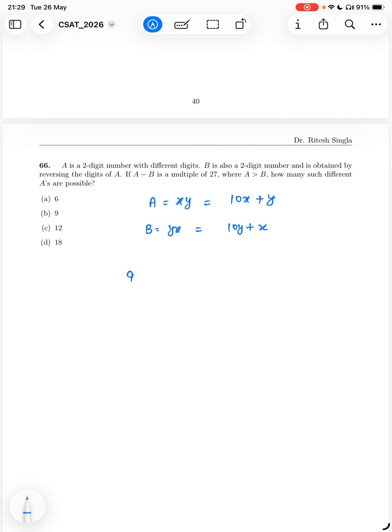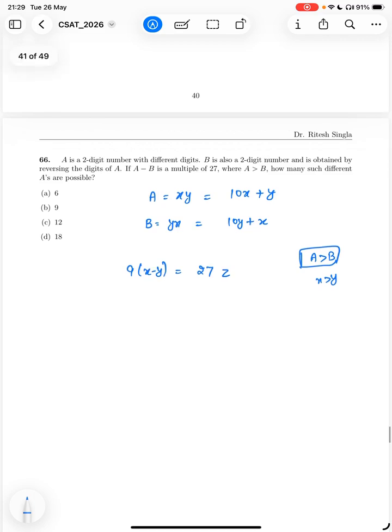So you can subtract: 9 times x minus y is equal to some multiple of 27, say 27z, where A is strictly greater than B. Basically, x is strictly greater than y. How many such different A's are possible? So basically, what do we want? x minus y is equal to 3z, or 3 divides x minus y. And it is given that x is not equal to y because both the digits are different.